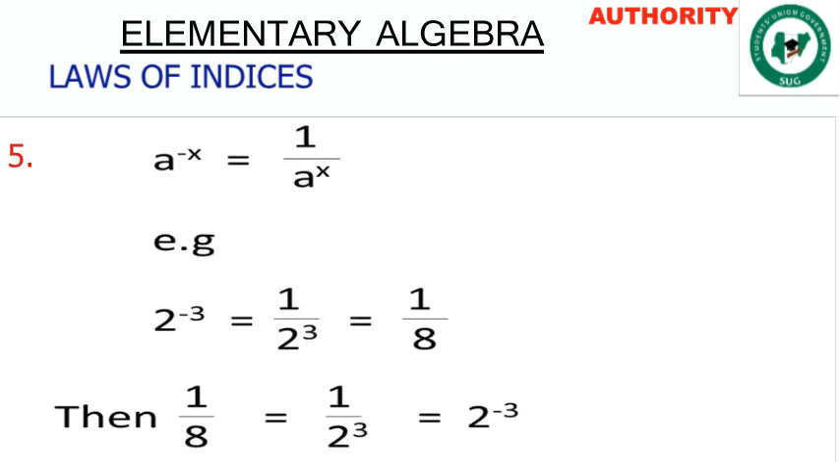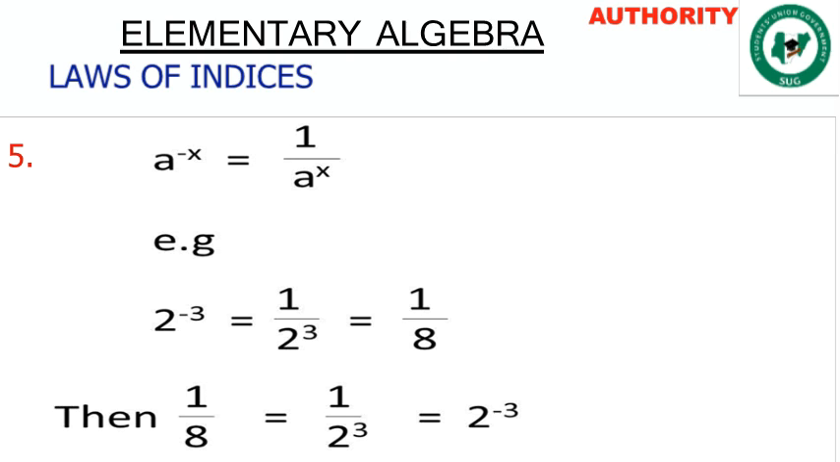Number 5. A raised to power minus x is the same as 1 all over a raised to power x. Okay? Now, look at this. Where you have a raised to power minus x, this minus here is the same as saying 1 all over. Okay? This minus is the same as saying 1 all over. And then, what do you have there? We have a to the power x.